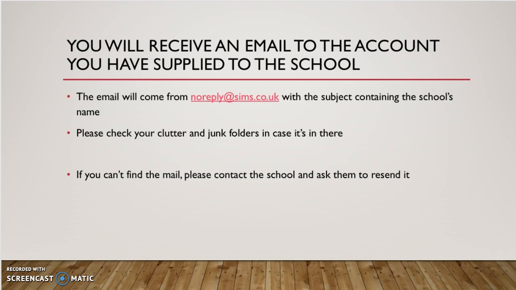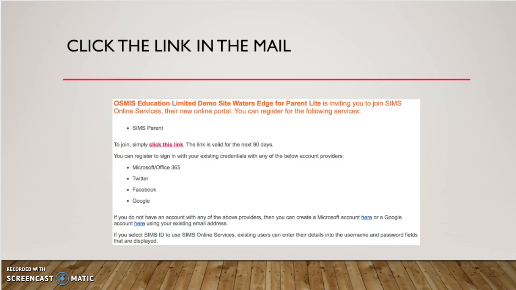So, how do you get in there? Right, you will have received an email to the account you've supplied to the school previously. The email will come into your inbox from noreply@sims.co.uk with the subject line containing the school's name. If you can't find the mail there, check your clutter and junk folders just in case it's in there, but if you don't have it, then please contact the school and ask them to resend it perhaps to a different email address. The email will contain a link. Simply click that link and that will then launch you off into a registration website.